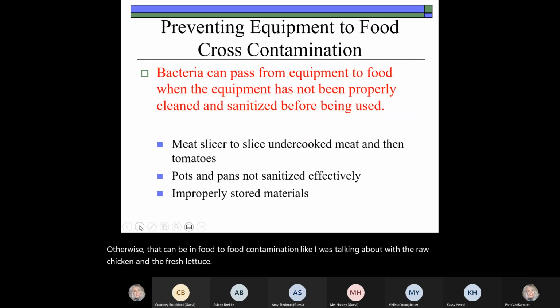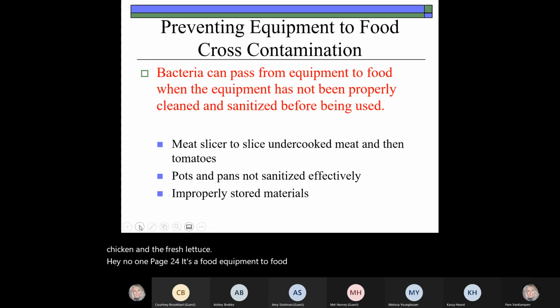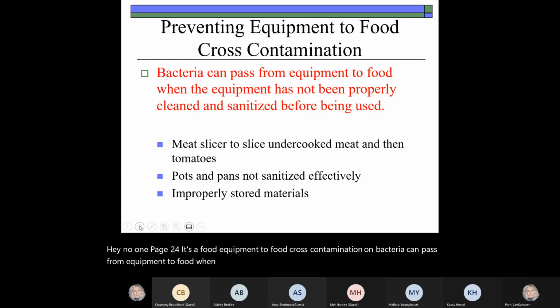Okay, now on page 24, it's food, equipment to food cross-contamination. Bacteria can pass from equipment to food when the equipment has not been properly cleaned and sanitized before being used. That might be on the test, so take a note of that.